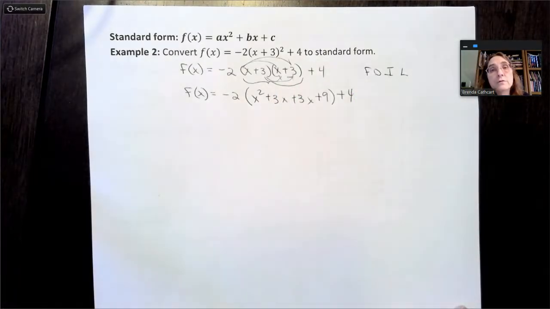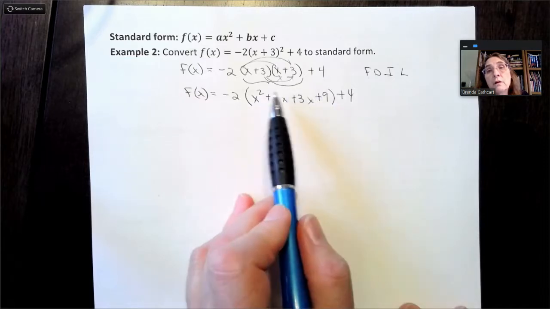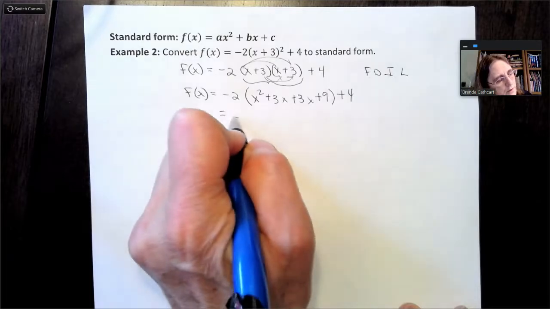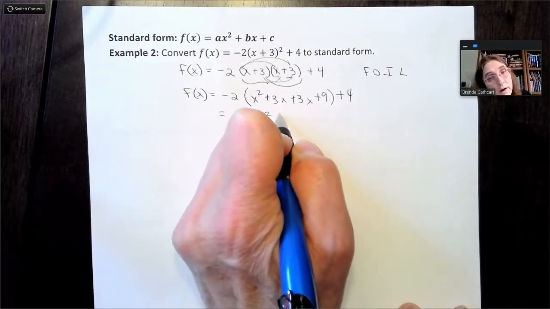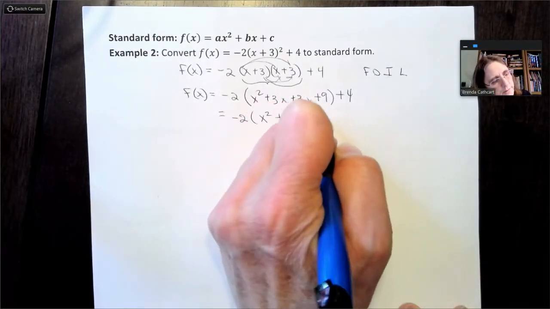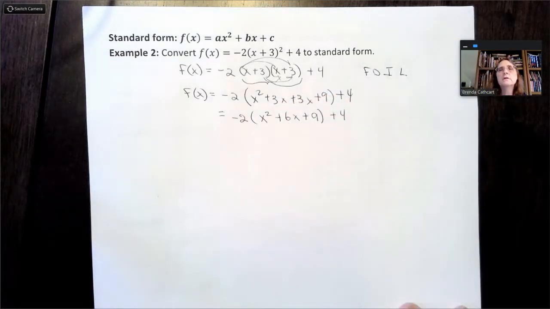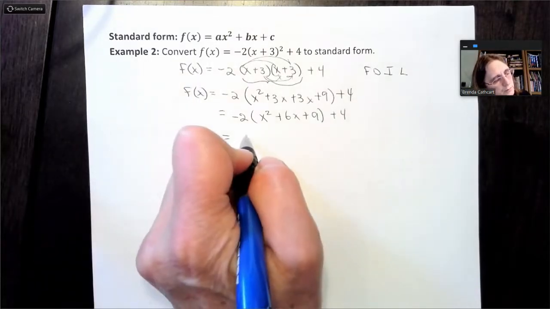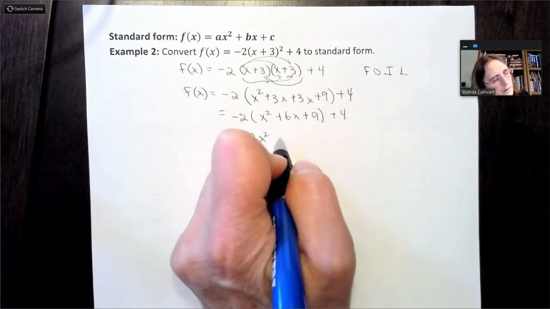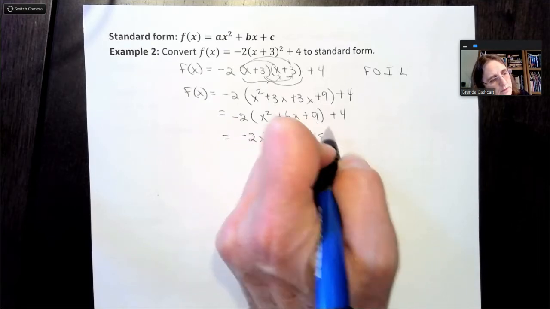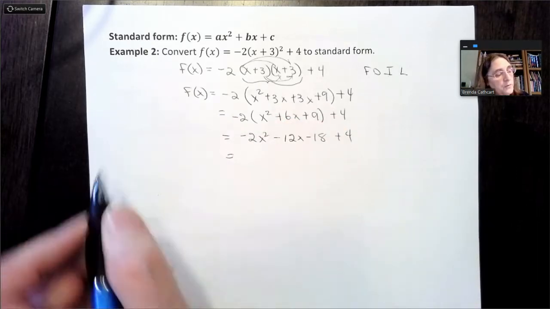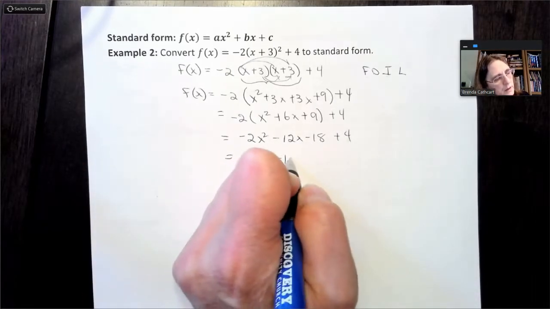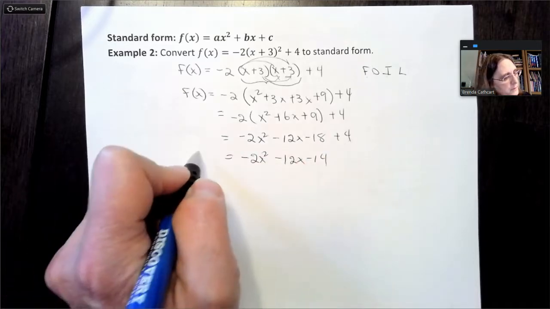And finish writing the function. Now I need to distribute. Actually, before I distribute, let's combine some like terms inside this parentheses. So we have -2 times the quantity x squared plus 6x plus 9, and then plus 4 on the outside. Distributing the -2 gives us -2x squared minus 12x minus 18 plus 4. And finally, combining the like terms, we get -2x squared minus 12x minus 14.